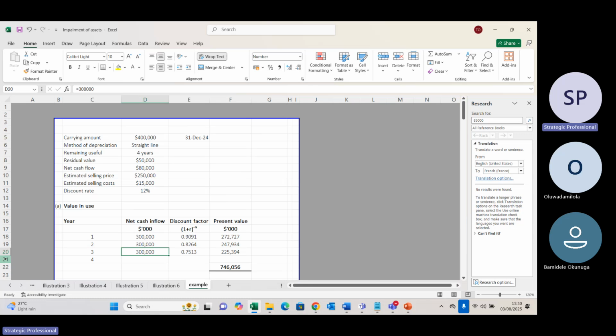So to calculate value in use, what's our net cash flow? 80,000, right? Net cash flow. The number of years is 4 years. Then the discount factor, well, 1 plus R. In this case, the R is what? 12%. So that's 0.12. Minus 2.